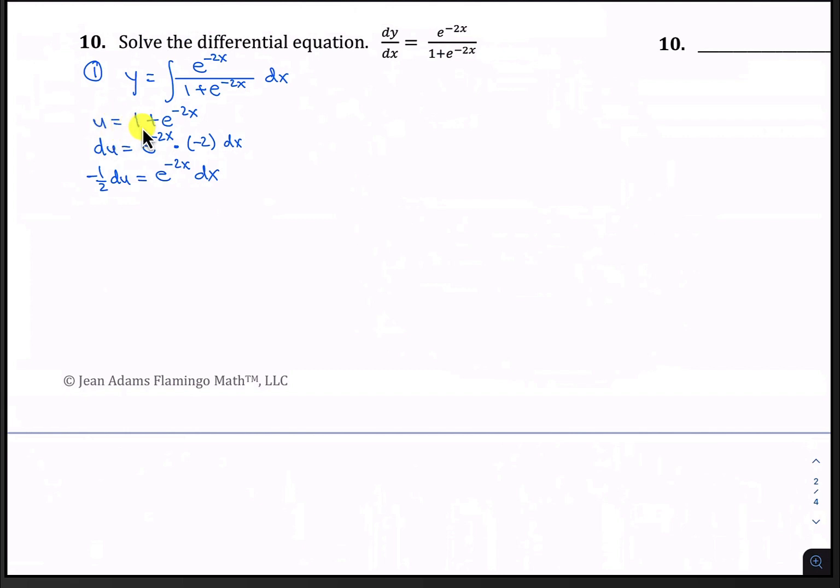Alright, so u is 1 plus e to the negative 2x, so the derivative is du equals e to the negative 2x times negative 2 dx. Times negative 2, yeah, that's because of the chain rule, right? Okay, now when we look at what we have here, we have e to the negative 2x dx, and so we would want to cancel out the negative 2, so we'll multiply both sides by negative 1/2. That gives us negative 1/2 du equals e to the negative 2x dx.